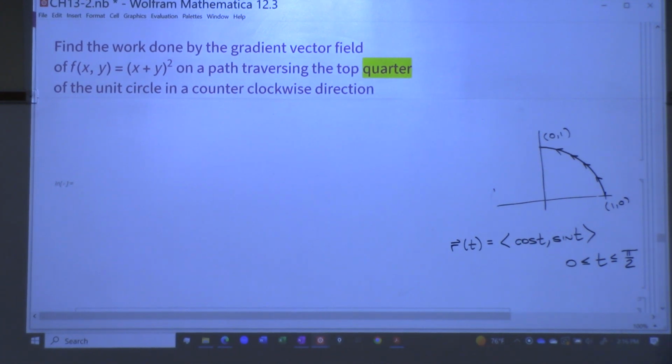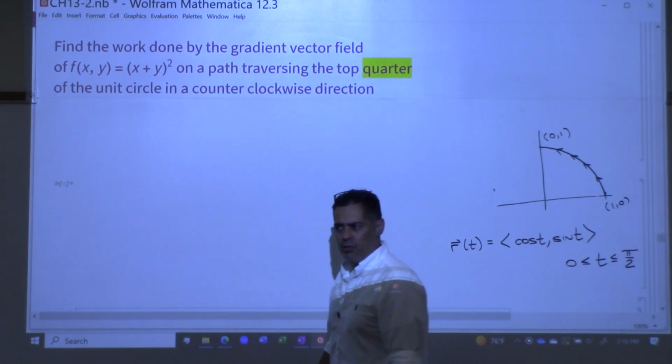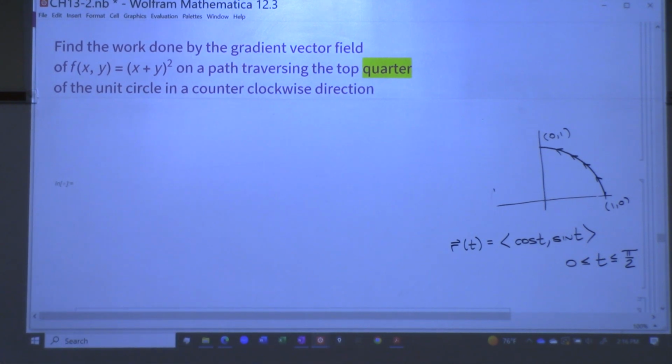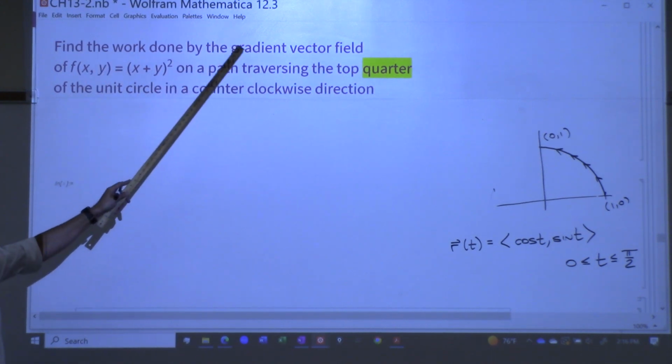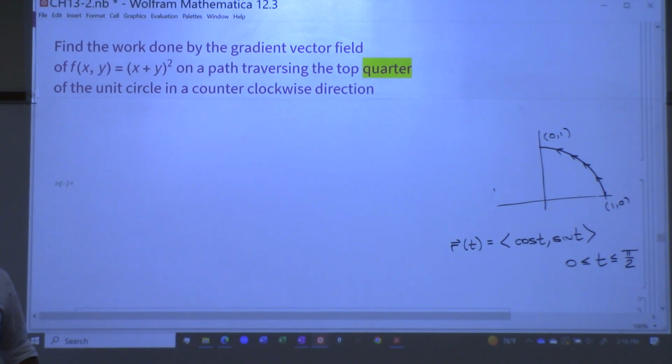Happy with that. I'm trying to find the work done. Don't I need a vector field to do work? Do I give you a vector field? Yeah, it's f of x, y. Is that a vector field? That's not a vector. How do we turn it into one? The gradient. So read the wording. Find the work done not by this scalar function, but by the gradient vector field of that scalar function.